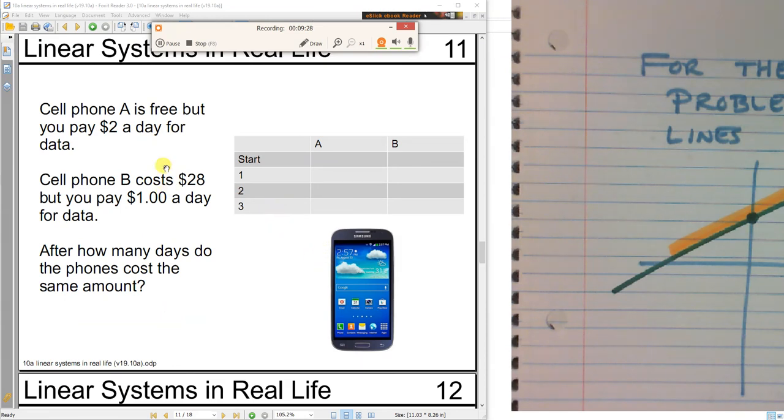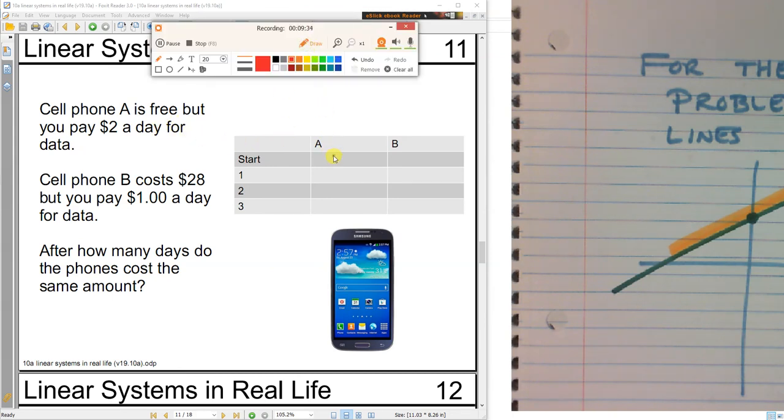All right, cell phone A is free, but you pay $2 a day. Cell phone B is $28 and you pay $1 a day. So 0, 2, 4, 6. This guy would be 28, 29, 30, 31. So I'd have to just continue this table out, or I could kind of jump ahead a little bit.